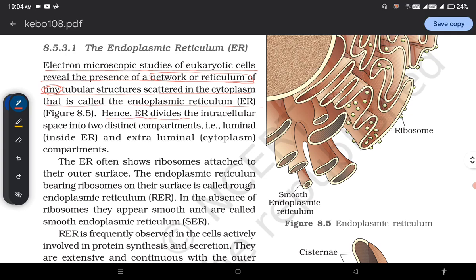Hence, the endoplasmic reticulum divides the intracellular space into two distinct compartments: luminal, मतलब inside the endoplasmic reticulum, and extraluminal, मतलब cytoplasmic compartment. यहाँ पे क्या बोला, एंडोप्लाज्मिक रेटिकुलम डिवाइड करता है कैसे, इंट्रा सेलुलर स्पेस इनटू डिस्टिंक्ट कंपार्टमेंट्स.